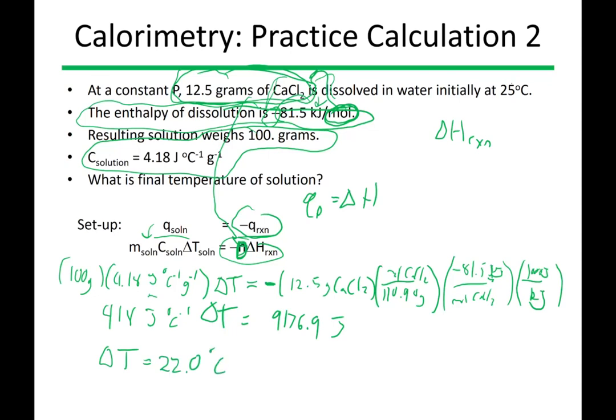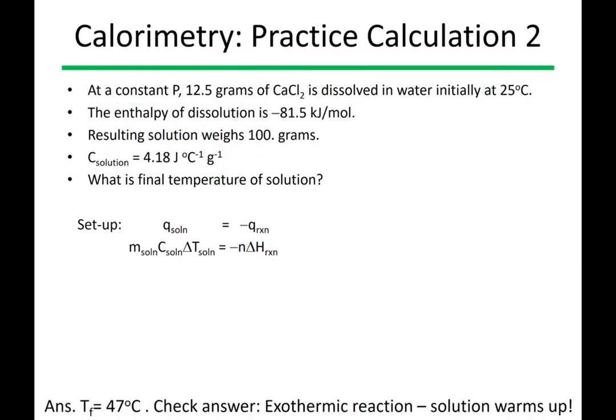And then remember, we have to look at the initial temperature. So delta T is positive, so the final temperature is going to be equal to 25 plus 22, which is equal to 47 degrees Celsius. So we have this answer of 47 degrees Celsius, which is a high temperature. This matches the fact that the reaction with a negative sign is exothermic, so we expect the solution to get hotter.